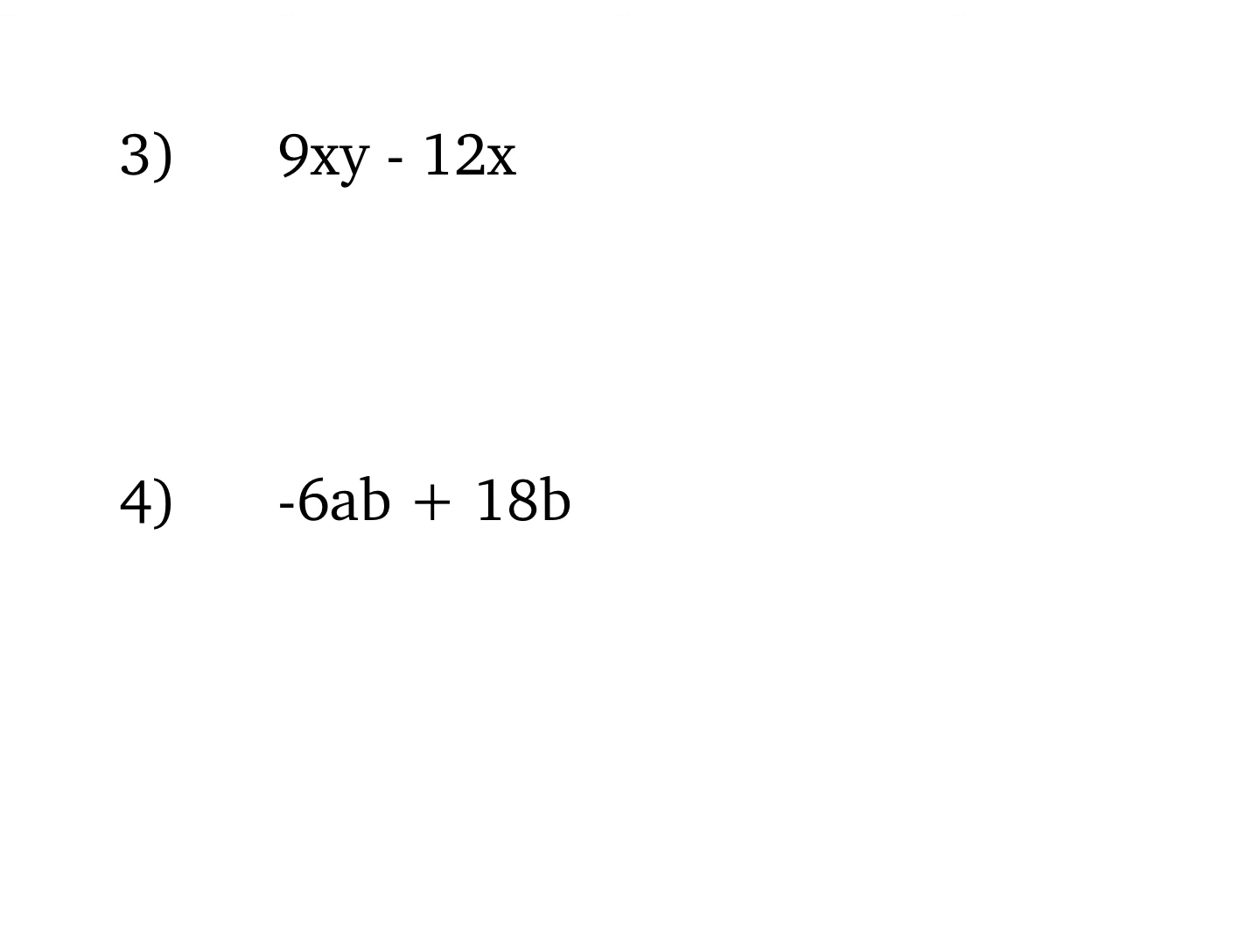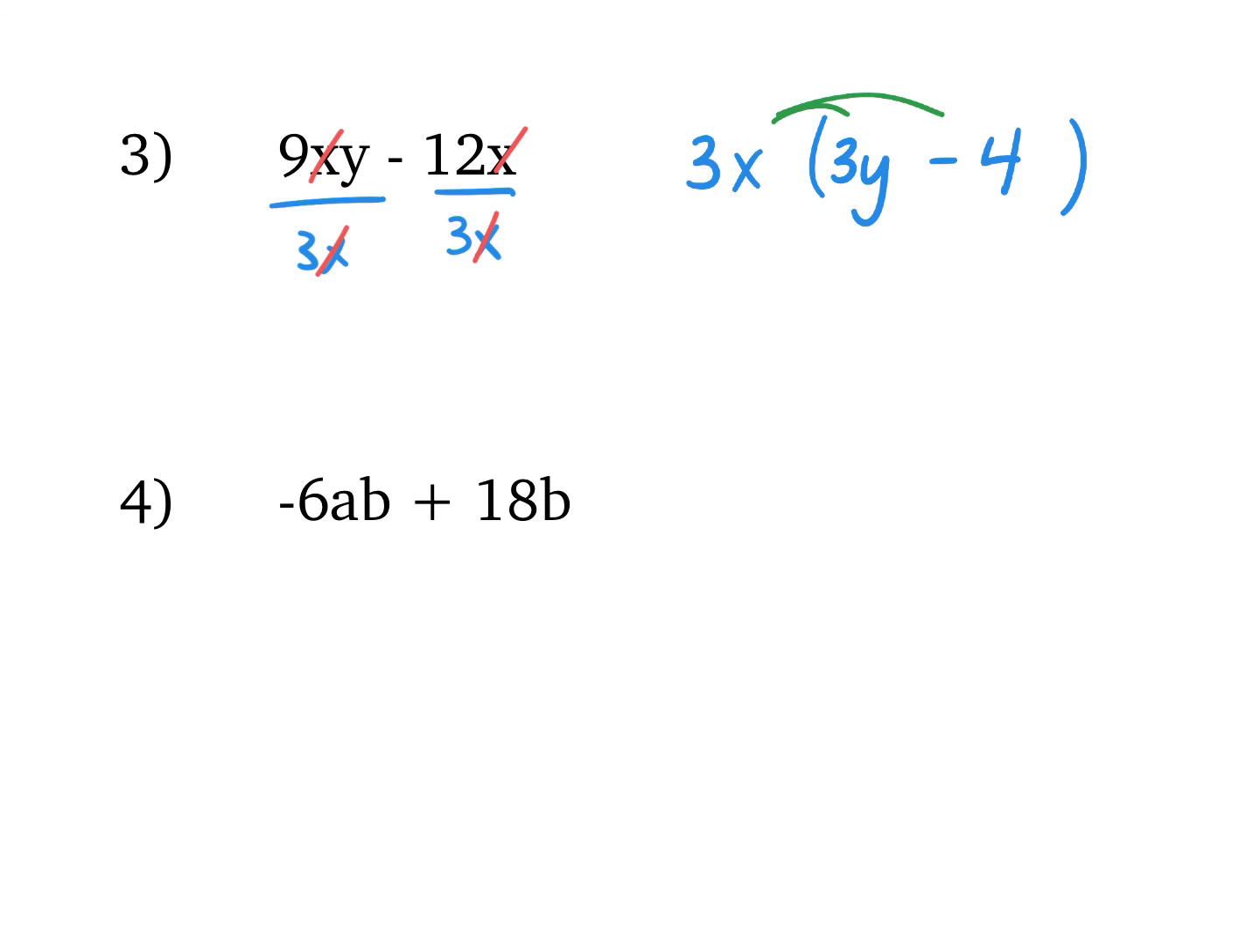Let's do a couple with variables. The greatest common factor between 9xy and 12x would be a 3x. And if I divide each of those by a 3x, remember your x's are going to cancel. So it's only going to be on the outside and not on the inside anymore. And that would leave me with a 3y and then a minus 4. Remember, you can always check yourself by distributing. So 3x times 3y would give me 9xy, and 3 times a negative 4 would give me a negative 12x.